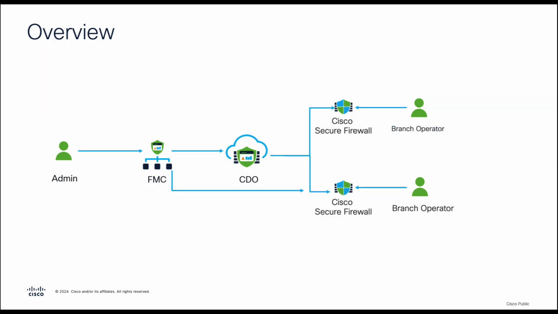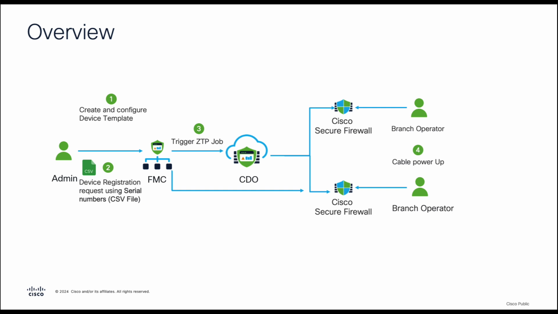At a high level, the admin starts with creating the device template. This template is used to onboard multiple firewalls by uploading a CSV file which consists of the serial number of the devices along with some additional variables that we will see in the demo later. At this stage, FMC requests CDO to initiate zero-touch provisioning for the devices based on the serial number in the CSV file. Next step is where an on-site admin cables and powers up the firewalls.